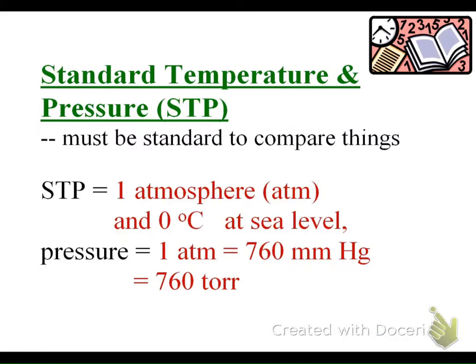And then just a reminder, STP, we just have that standard to compare things to. So STP is 1 atmosphere and 0 degrees Celsius at sea level, and our pressure can be measured in 1 atmosphere or 760 millimeters of mercury or 760 torr.